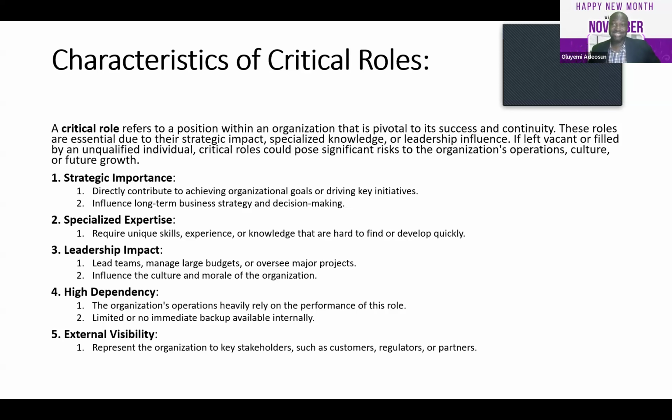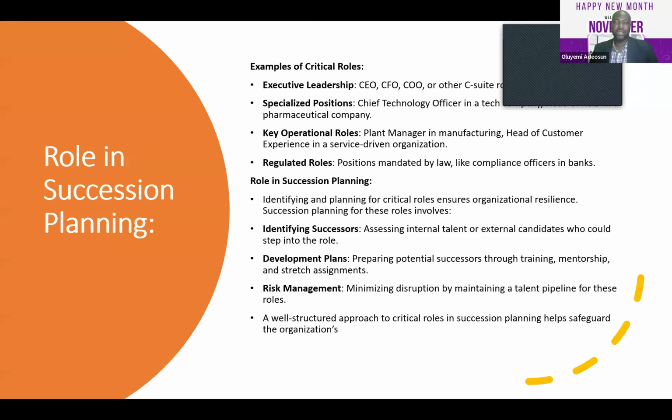So once you identify scarcity, sometimes you quickly see how you can have a succession plan so that you eliminate that scarcity and create some surplus if possible. Again, one of the characteristics of a critical role is the fact that the role may have external visibility. The person may need to represent the organization to key stakeholders such as customers, regulators, or partners. Now, examples, and these are not in any way exhaustive, and this is just contextual.